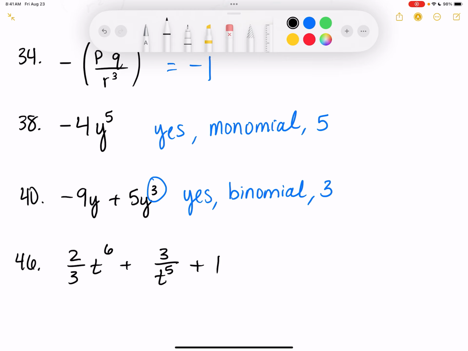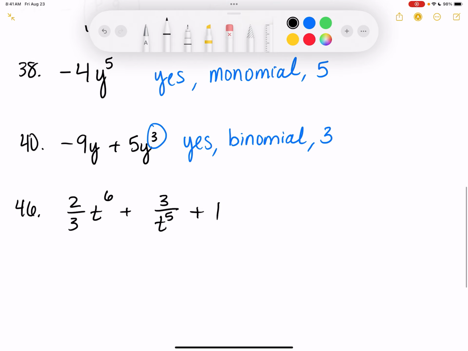All right, so this one's a little bit of a tricky one. That's why I wanted to do this one. When we're doing this, we need to make sure that all the variables are on the top, because when I do that, I have 2/3 t to the 6th plus 3 times, what happens when I move something with an exponent from the bottom to the top or top to bottom? It becomes a negative, so this would be t to the -5 plus 1, and this right here causes it to not be a polynomial. We can't have a negative exponent for it to be a polynomial.